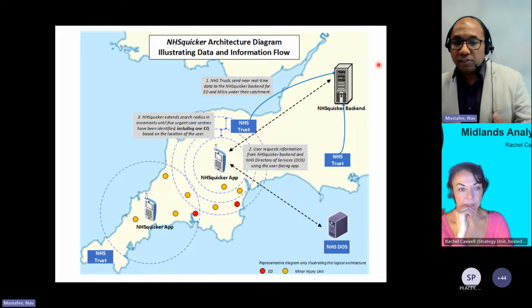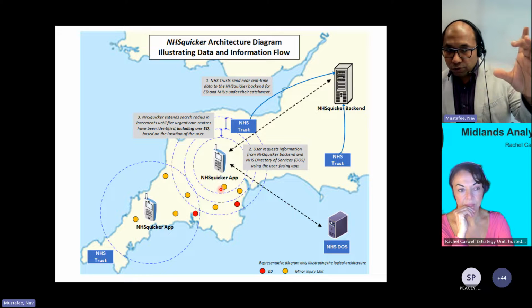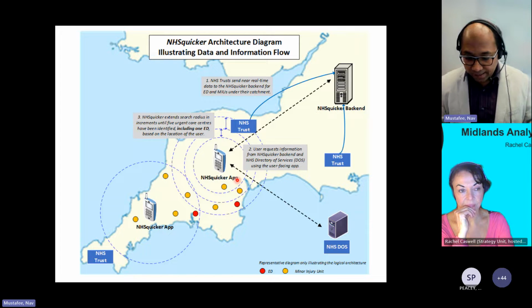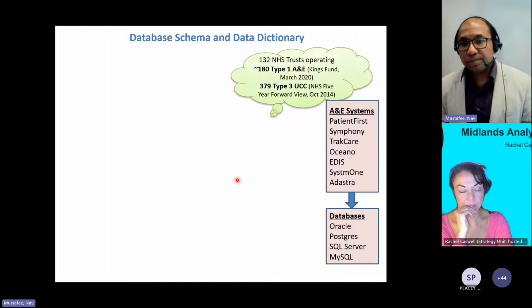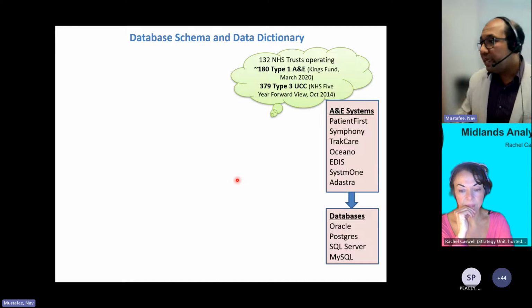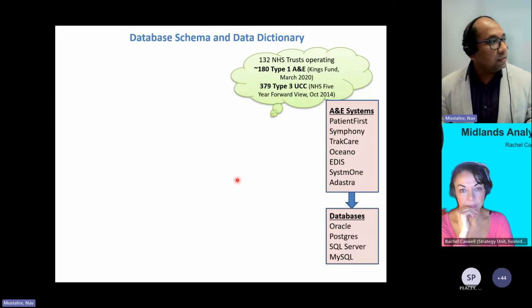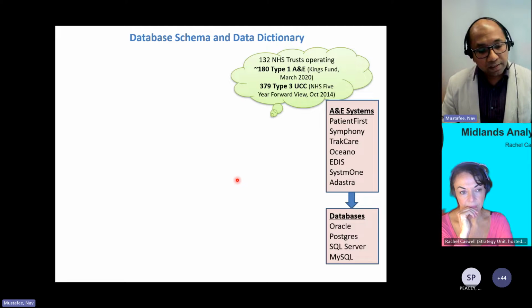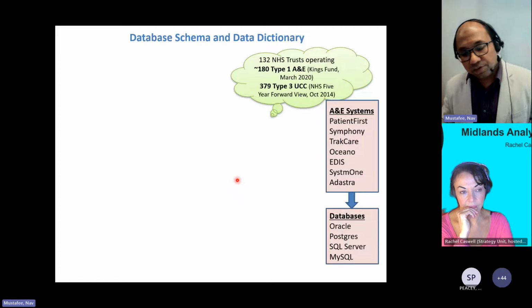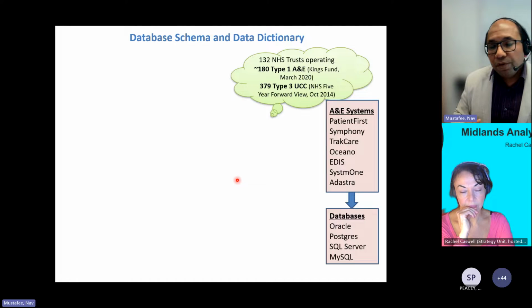And then NHSquicker, when the app is invoked, it goes to the server and there's an algorithm to order the available choices and nudge, using the nudge approach. Now, when we think of scaling this up, and this is also a very important part of this work, as I mentioned, the data that we see in Torbay and South Devon is reflected nationally.